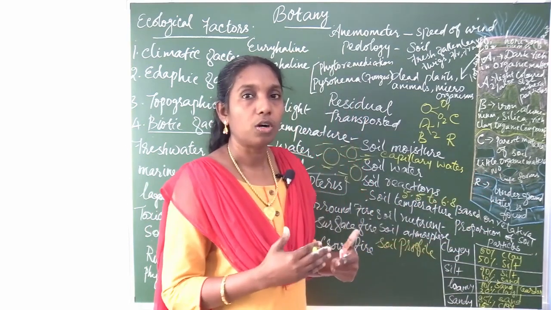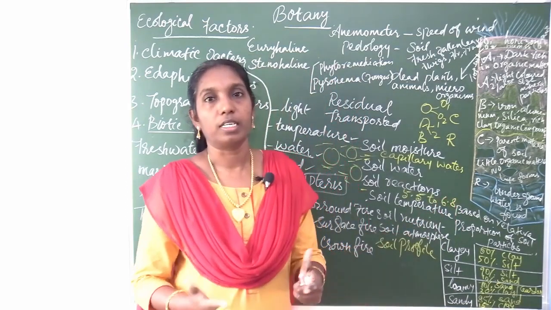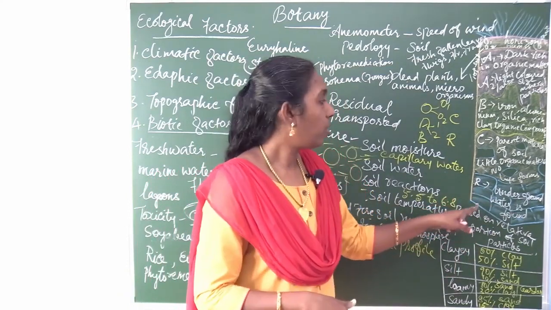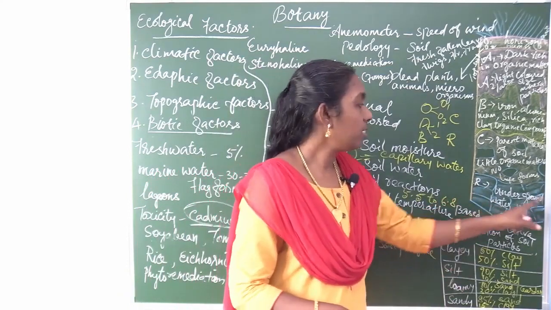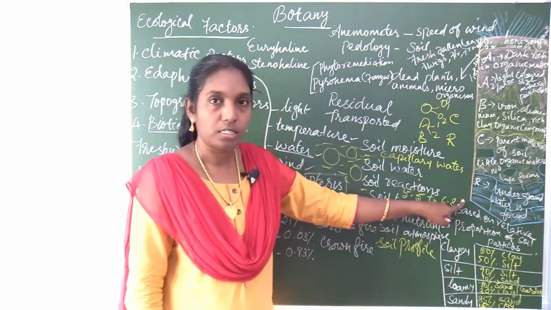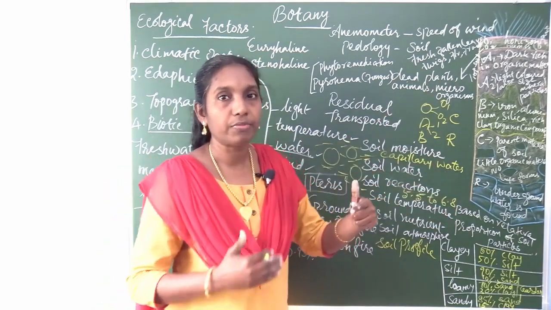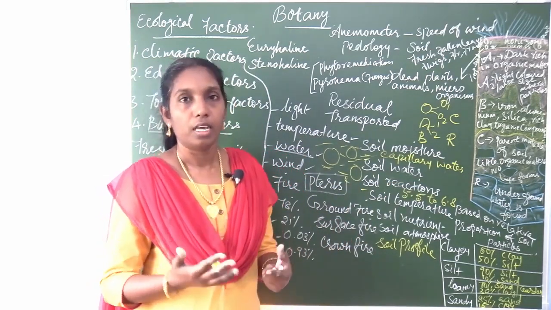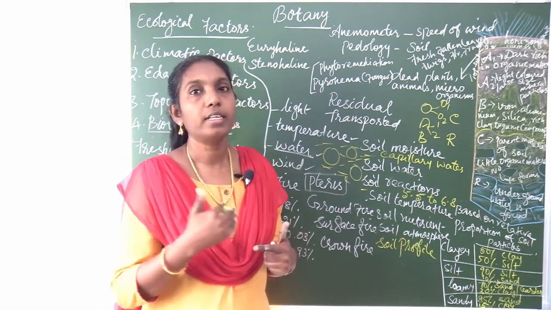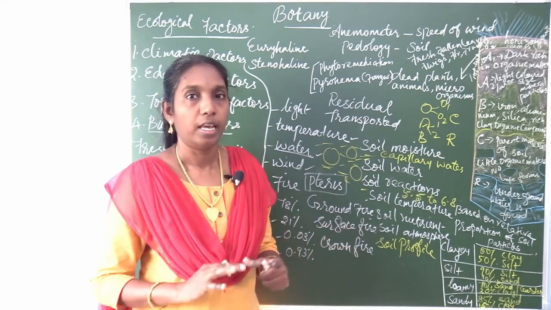Then finally, there is a horizon called the R horizon. Underground water is found in the R horizon. So when you dig the ground, the underground water available is in this R horizon. The depth of the soil is classified into different horizons: O horizon, A horizon, B horizon, C horizon and R horizon. O and A are again classified into O1, O2, A1, A2.